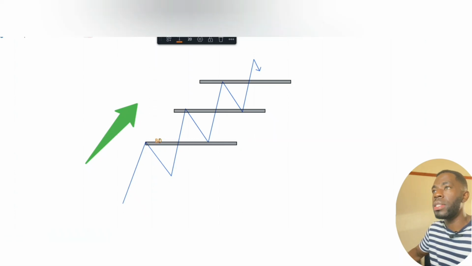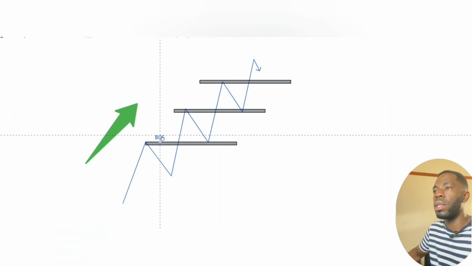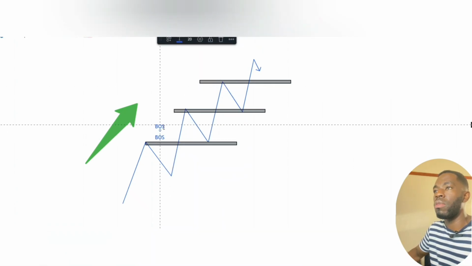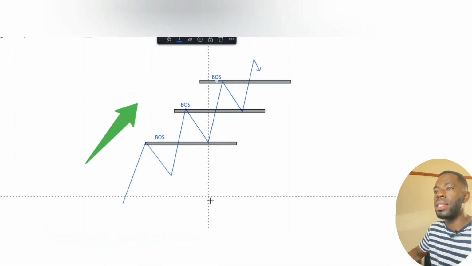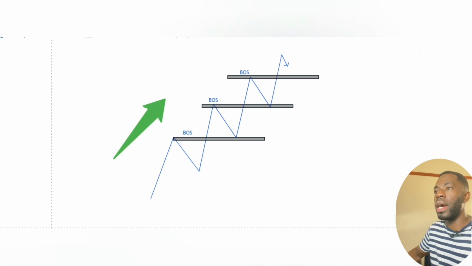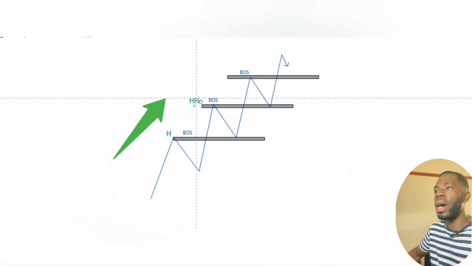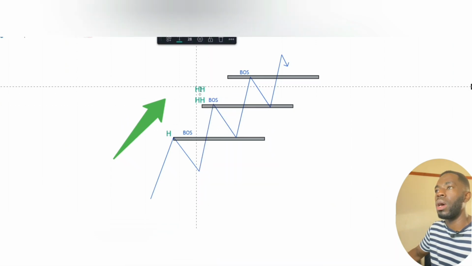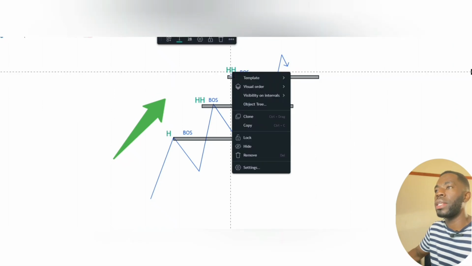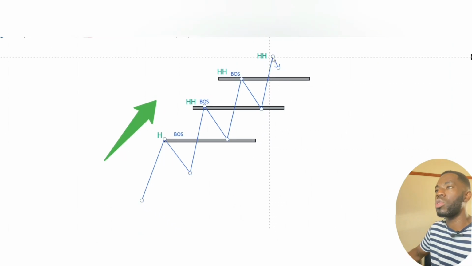Let's say BOS. So we have a break of structure to the upside here, there, and over here. There's another break of structure to the upside over here. This is a high, and it formed a higher high. We have another higher price, and another higher high over here. It has formed a recent high. The most recent high is this one over here.